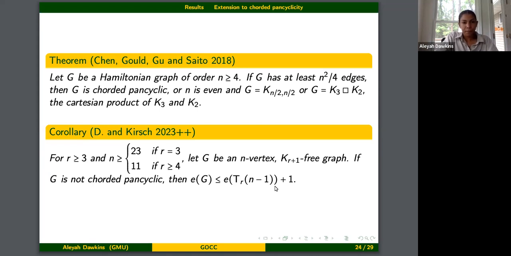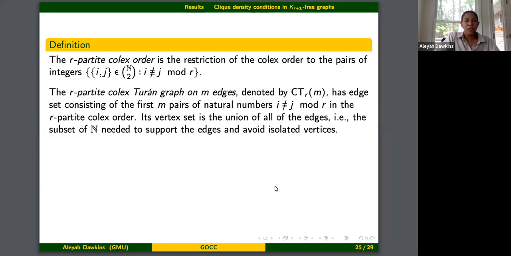Okay, so that was the chorded pancyclicity extension. And the next extension I'd like to talk about is to clique conditions. Right, so the main theorem that we proved was for the number of edges that would imply your K_{r+1}-free graph is Hamiltonian or not, but then we were able to extend these to clique conditions for the same properties.